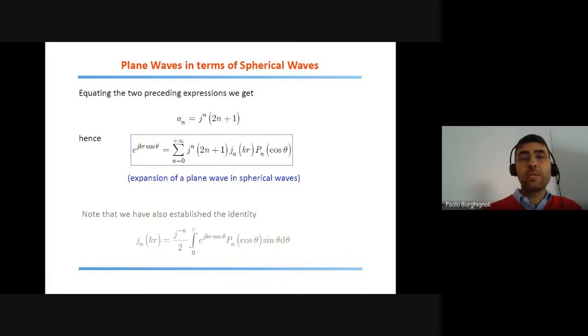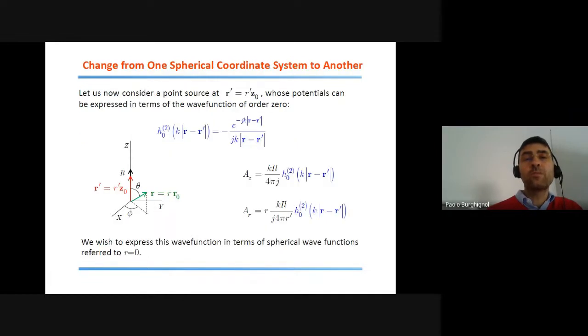So we have expressed the plane wave in terms of spherical waves. Another useful thing that we can do is to consider a source of spherical waves displaced from the origin. That is a dipole, as we saw before, placed along the z-axis at some distance r' from the origin, which we know produces a potential that can be expressed in terms of a zero-order wave function, h0, which is proportional to the free space Green's function.